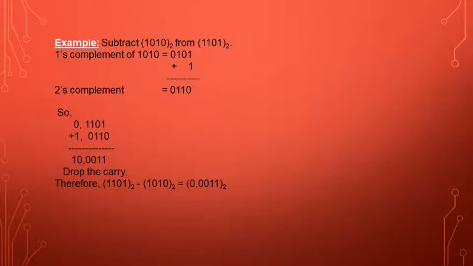When we add them, we get 100011. Since we are getting the carry, we have to drop the carry, and the answer is 0 as the sign bit and 0011.